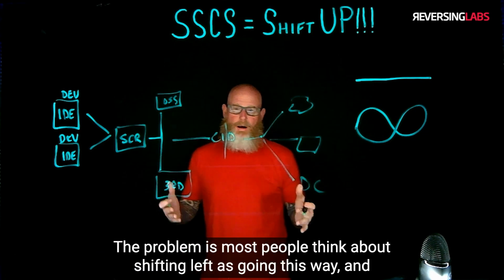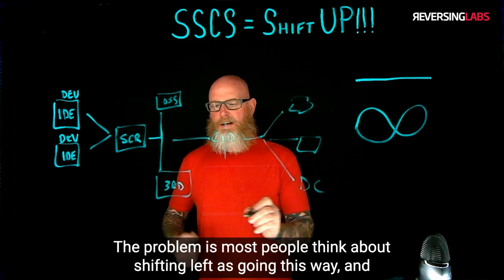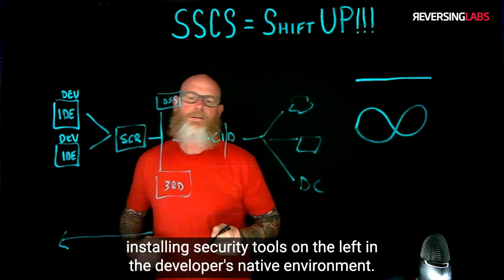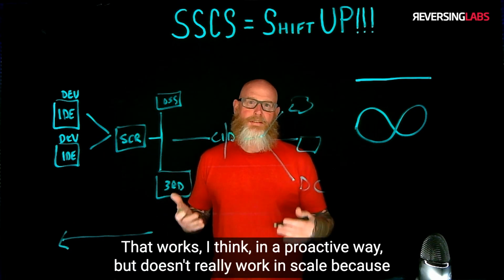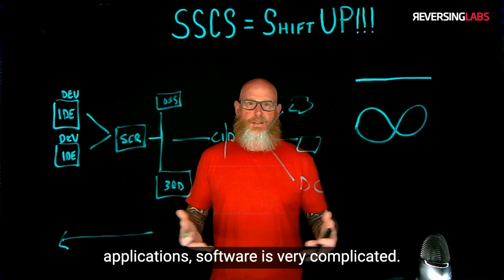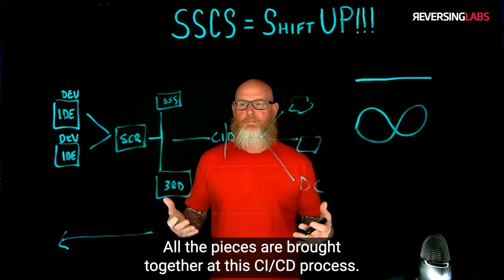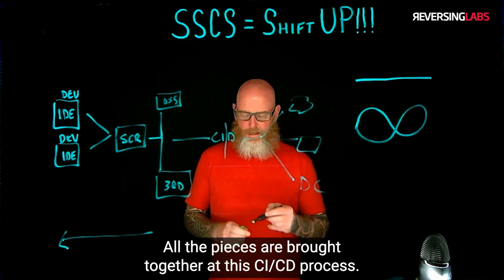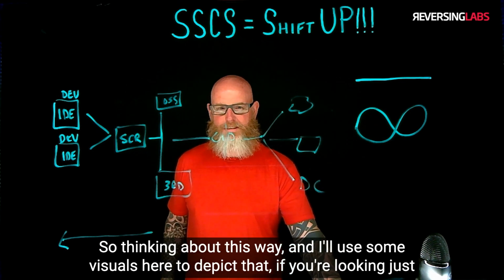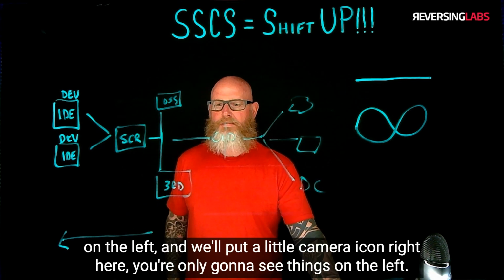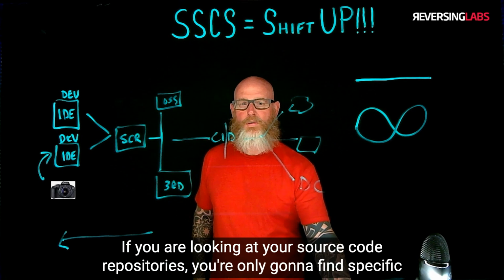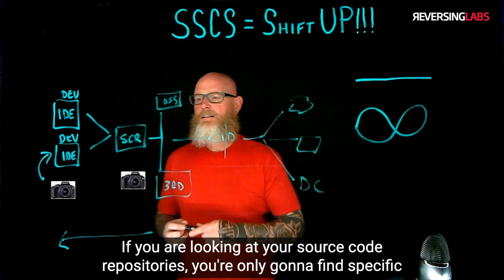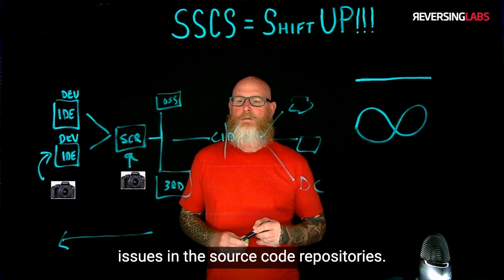Very simplistic. The problem is most people think about shifting left as going this way and installing security tools on the left in the developer's native environment. That works, I think, in a proactive way, but doesn't really work at scale because applications, software is very complicated. All the pieces are brought together at this CI/CD process. So thinking about this way, and I'll use some visuals here to depict that, if you're looking just on the left, and we'll put a little camera icon right here, you're only going to see things on the left. If you're looking at your source code repositories, you're only going to find specific issues in the source code repositories.